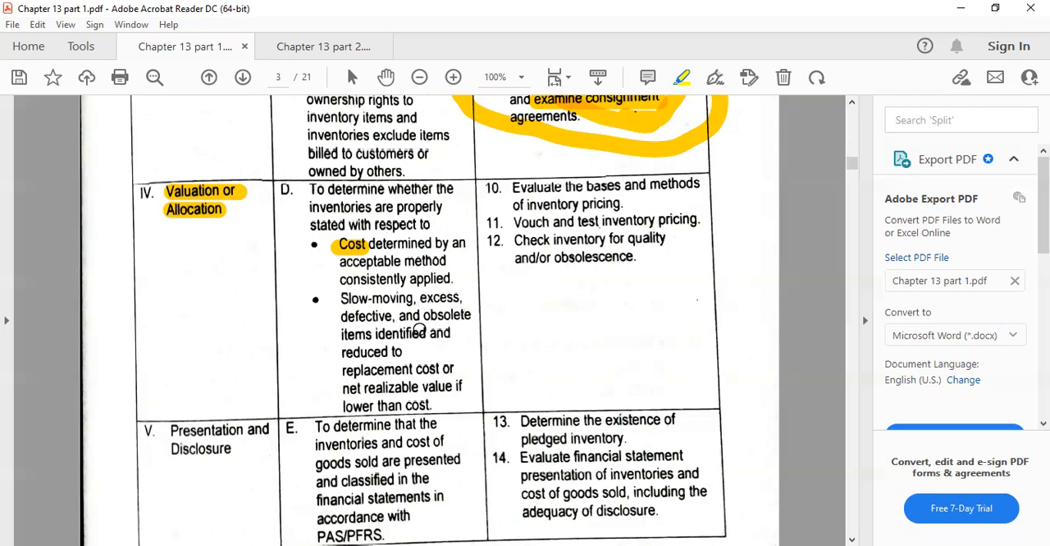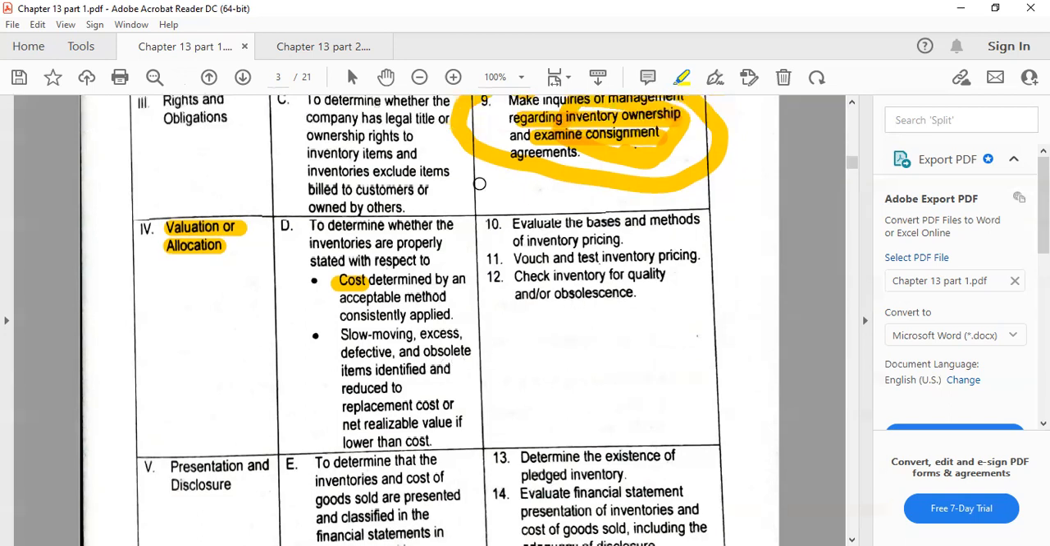Slow-moving, excess, defective, and obsolete items are identified and reduced to replacement cost or net realizable value if lower than cost. So if in the course of your observation of the physical count, you notice that some of the inventories are already obsolete, defective, or expired, if there is an expiration date, you have to make sure that the values of these inventories are taken out from the records.